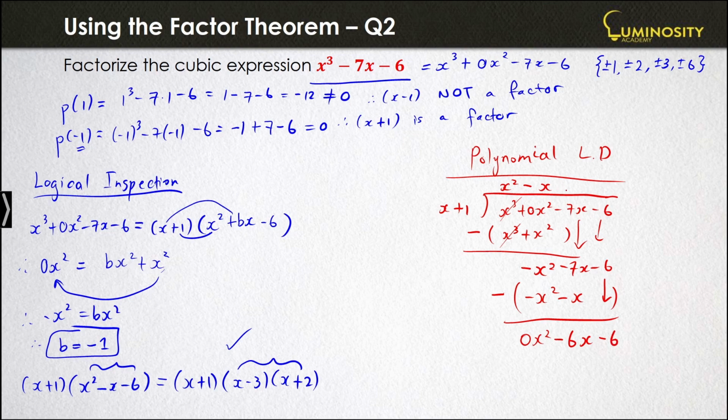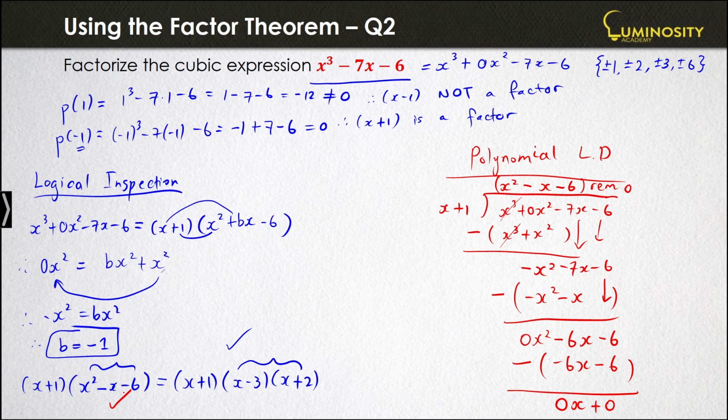Now to get rid of the negative 6, if I put negative 6 here, then I'm subtracting. Negative 6 times x is negative 6x. And then negative 6 times positive 1 is negative 6. So negative 6x minus negative 6x is 0x. And then negative 6 minus negative 6 is just 0. So we get this entire quadratic expression with a remainder of 0. So that's exactly the same quadratic expression that we landed up with using logical inspection.